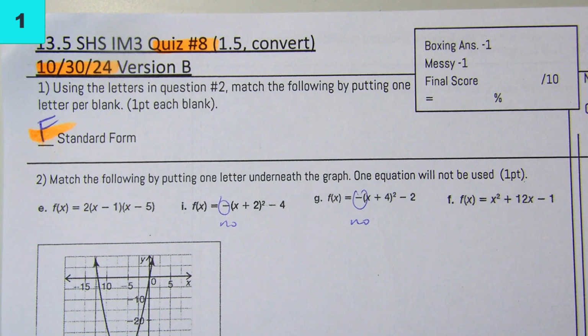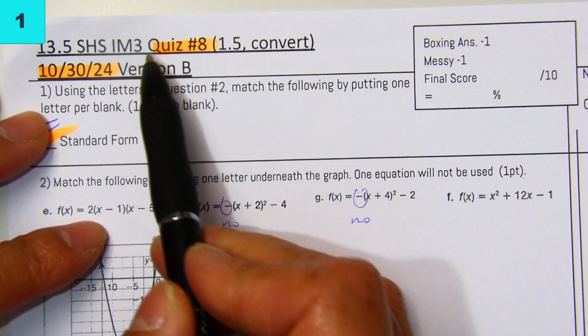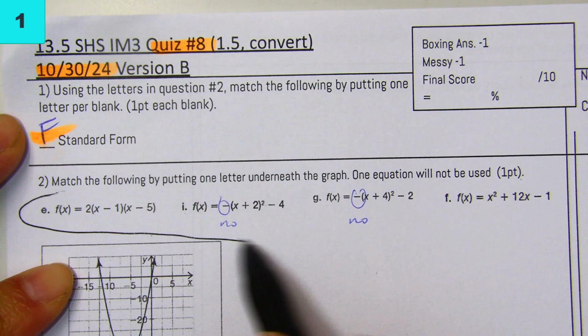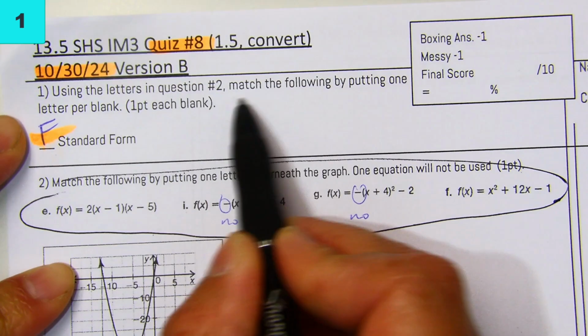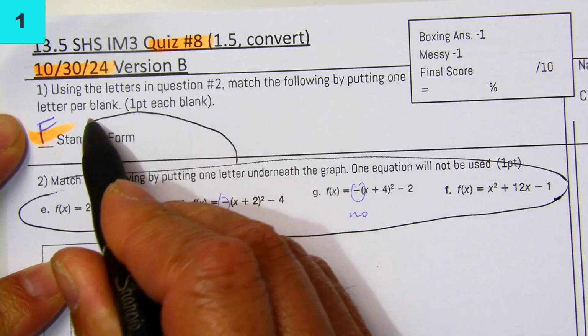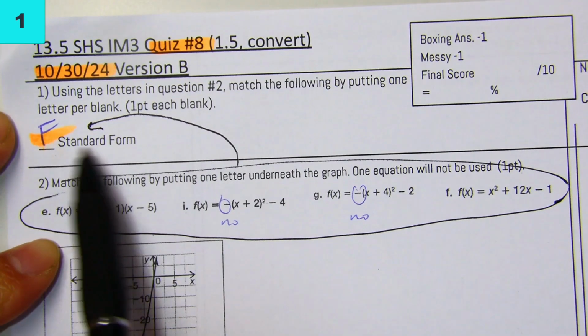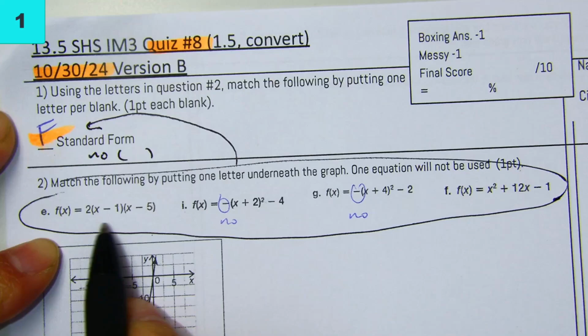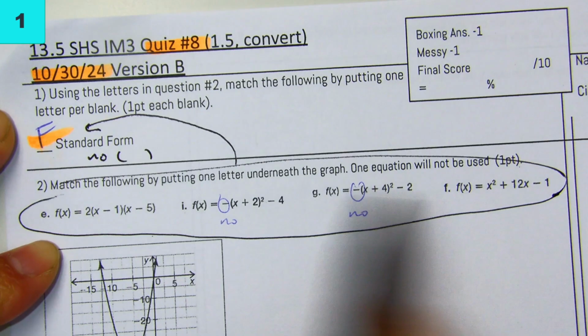Hey guys, this is Mr. Let's go over quiz number 8, version B. Using the letters in question 2, match the following by putting one of these letters in that blank. Well, they want standard form, and standard form has no parentheses. So the only one that has no parentheses is choice F.